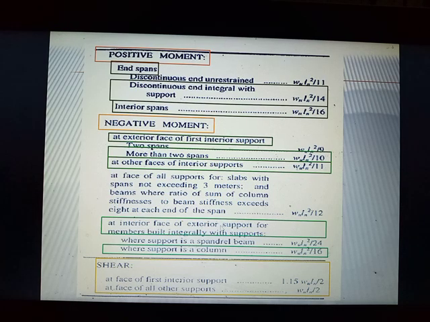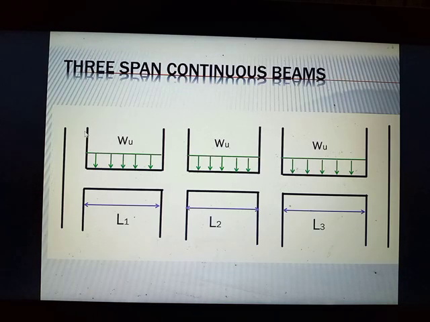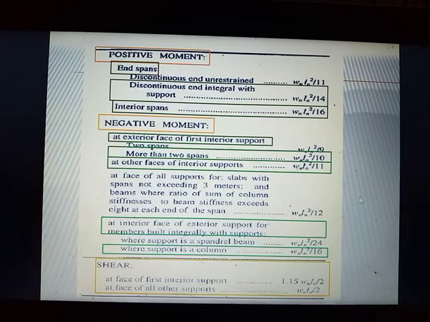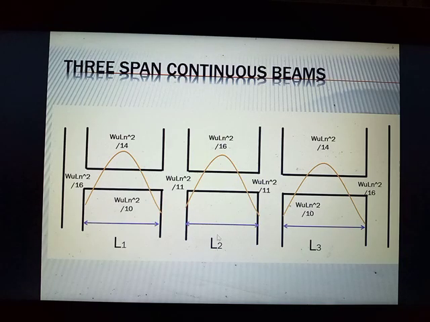And then at the interior face of exterior support, for members built integrally with supports, since this is a column support, we use WLN squared over 16. And then for the shear, it's the same. At the face of the first interior support, we use 1.15 WULN over 2. And at the face of other supports, we use WULN over 2. So this is the general formula, if we use 3 span continuous beams.